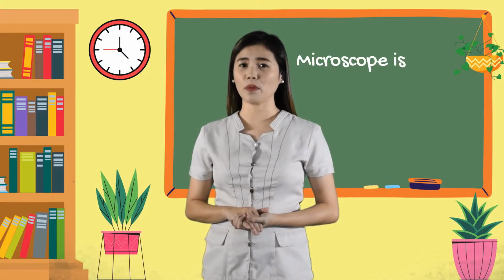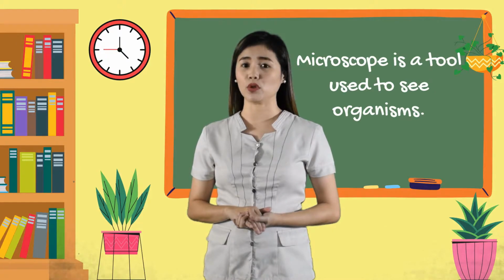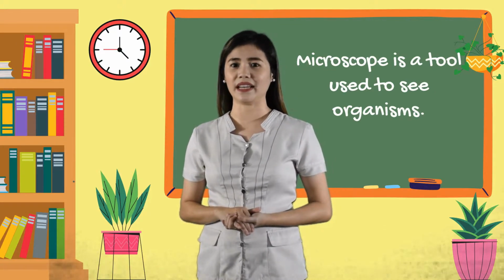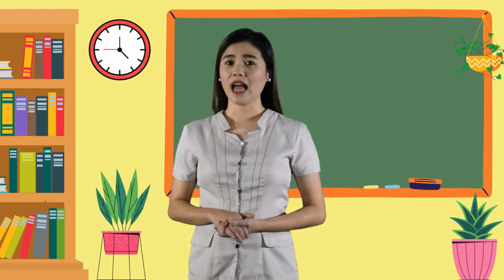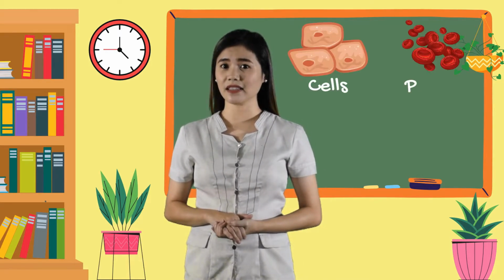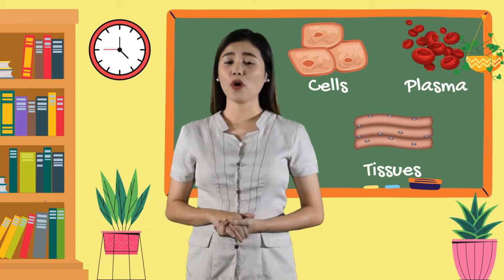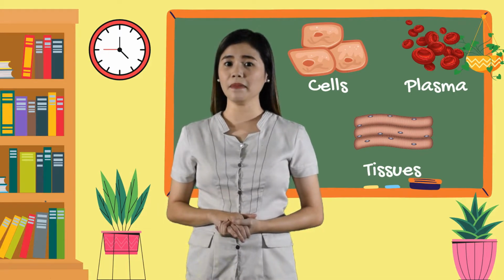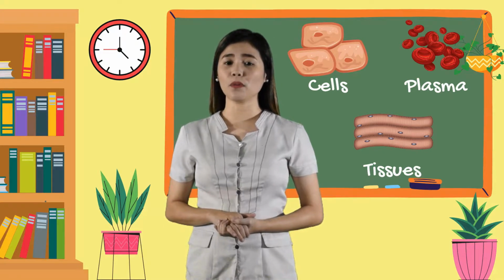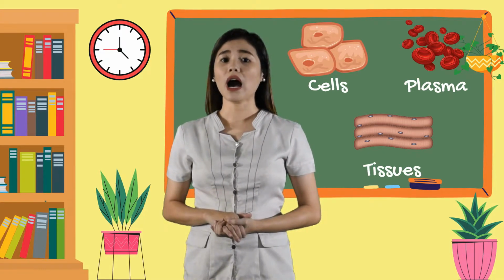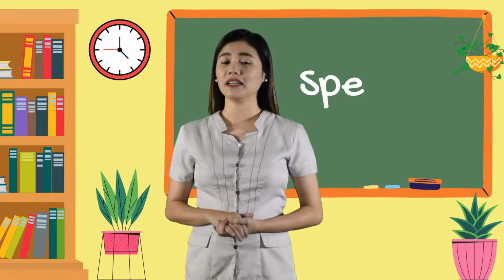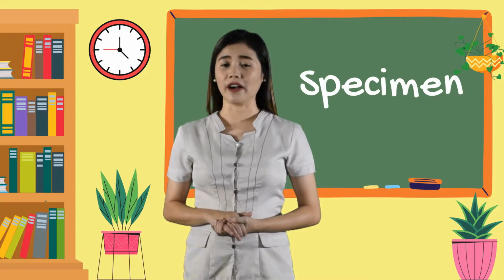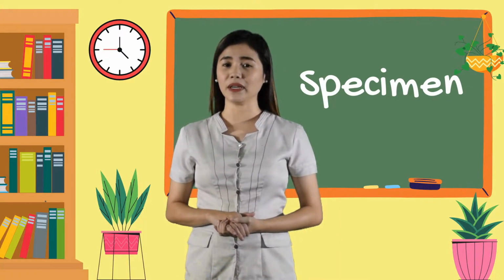Remember that a microscope is a tool used to see organisms or objects that are too small to be seen by the naked eye. The microscope makes these small objects look bigger. In a laboratory, a small sample of something like cells, plasma, tissues, or any part of an organ or organism that represents a whole is used from which a diagnosis is rendered or other determination of said object's nature is made. These samples are called specimens. In determining their characteristics, these specimens are examined under a microscope.